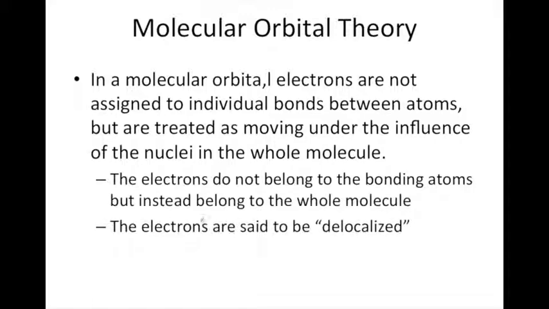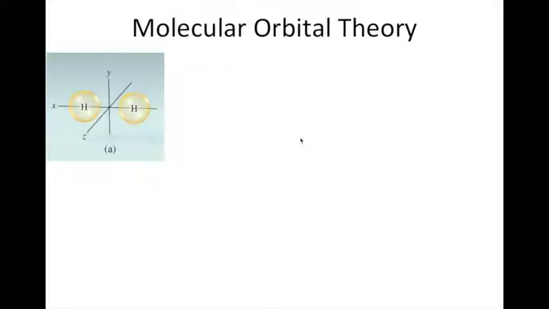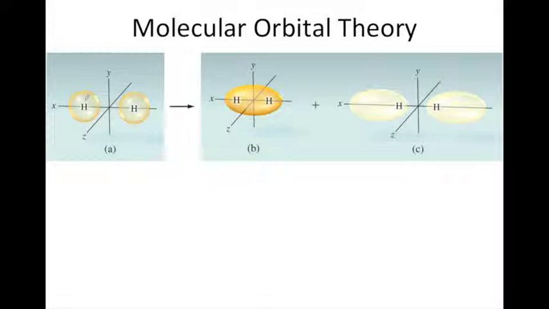Another way to say this is that since electrons are free to move around the entire molecule, the electrons are said to be delocalized. Let me try to show you this visually. Here we have two hydrogen atoms, and we have their atomic orbitals. These atomic orbitals combine to form two molecular orbitals. This one would be bonding and this is antibonding. Again, we'll discuss those more in just a minute.